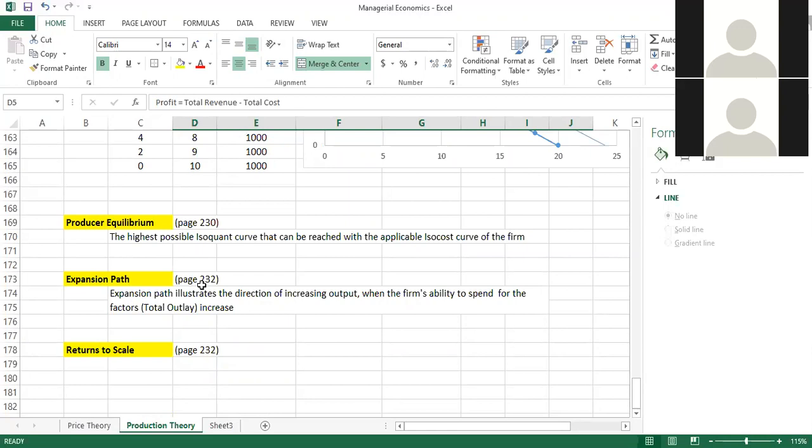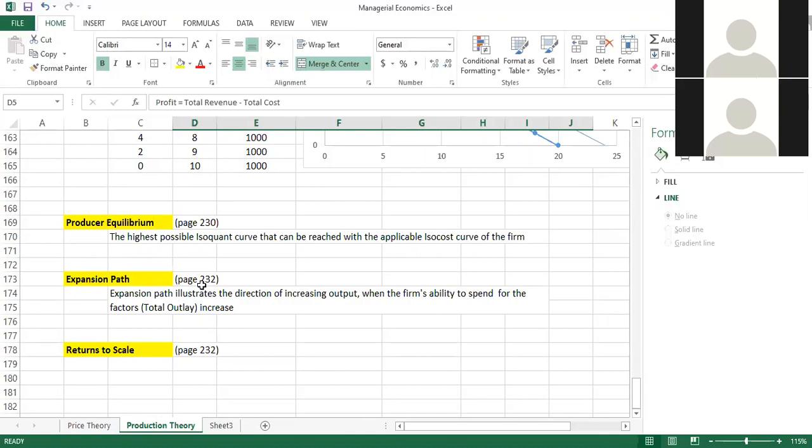You can see in the expansion path, in all the points it's like an equal level of labor and capital. But this is not the case for all firms. Sometimes this expansion path curve might go like this, which means a larger level of this. In fact, sometimes it may be like this, because the tangency point may be different, right?